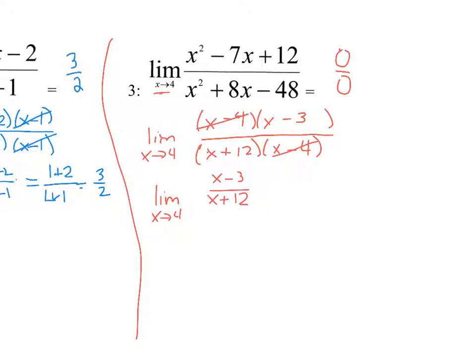And now this is very simple. We'll plug in 4. 4 minus 3 over 4 plus 12. That's going to be 1 over 16. So my limit is going to be 1 over 16.